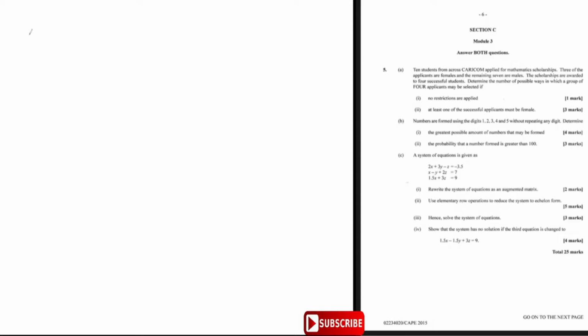So if no restrictions are applied, so part 1, that means from the 10 persons, we can choose any 4 persons. So it's 10 choose 4. You just put that in your calculator, 10 choose 4, that's 210. So there are 210 ways you could choose with no restrictions.